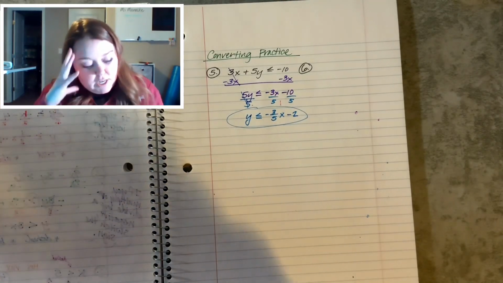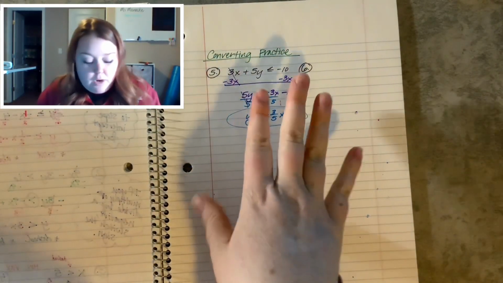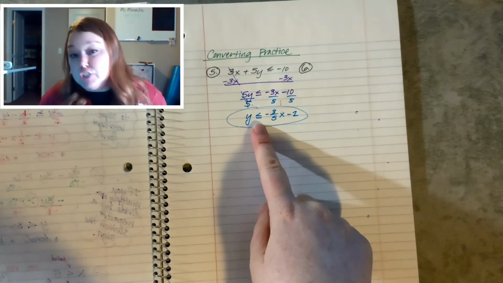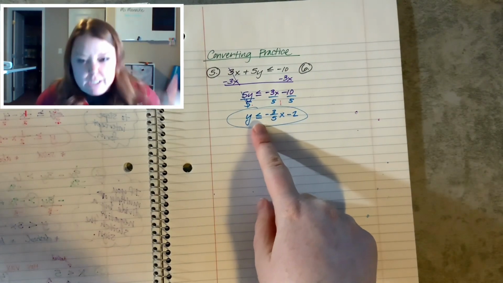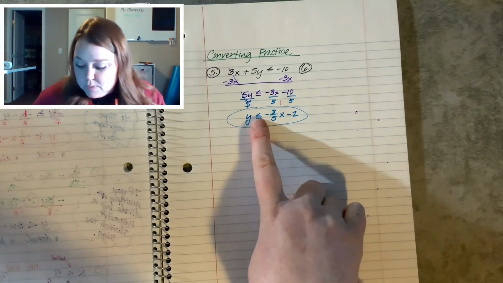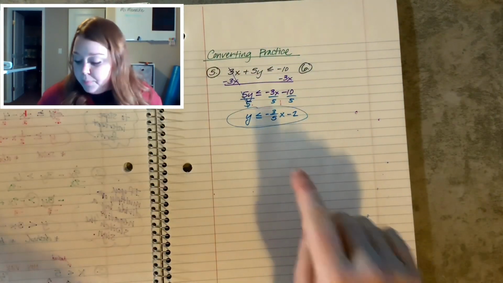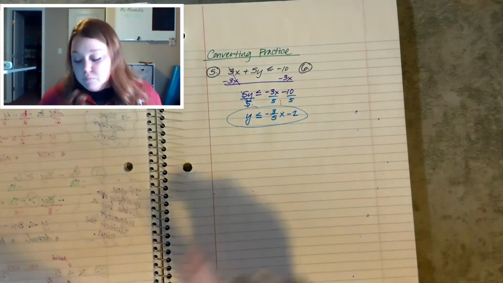A good thing to just kind of walk through in your head, even though we're not graphing right now, is to think about solid or dashed, shade above or below, because that's something you just got to know, right? So this one would be a solid line because it can be equal to the values on the line, and it would be shaded below because it says less than.